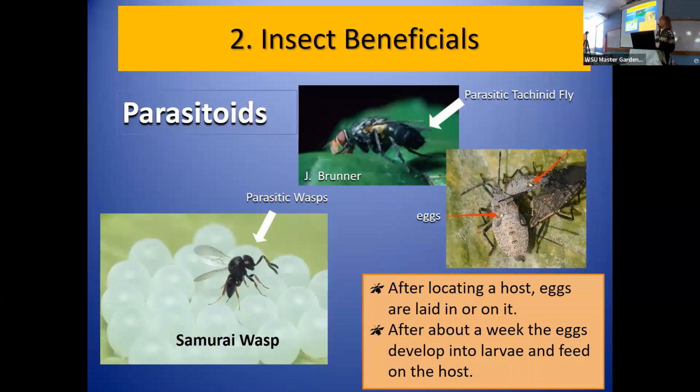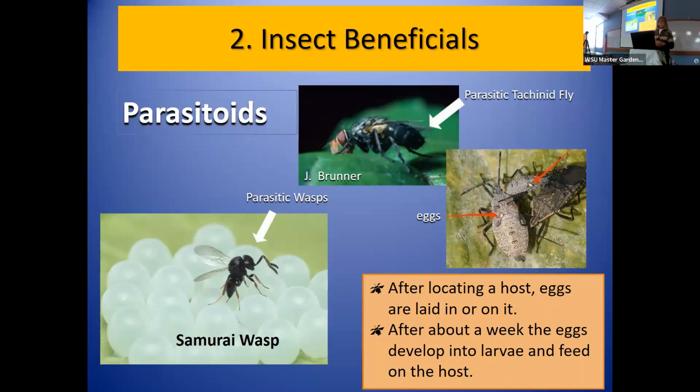Now let's talk about the parasitoids. This is a bit of an unusual group. So the parasitoids are beneficials. They have this unique strategy though, in that they will lay their eggs either on or inside their prey host. So the eggs then will develop, the larvae will emerge, and they will feed and kill that insect.